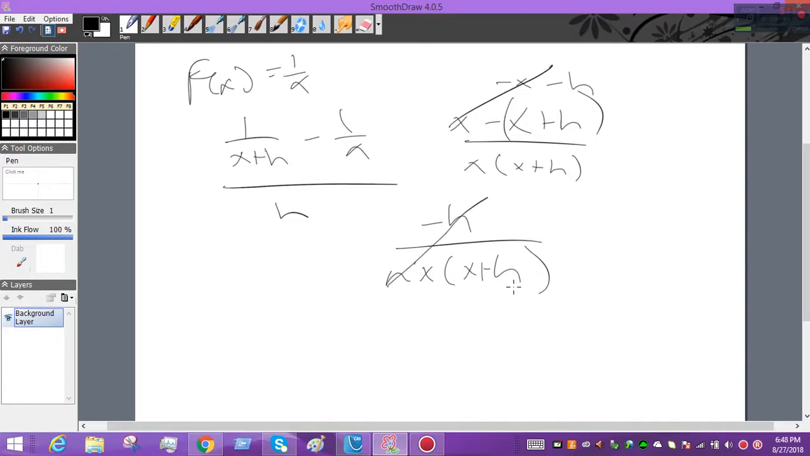And remember, h is going to approach 0, so the denominator becomes x squared. So negative 1 over x squared. And that is correct.